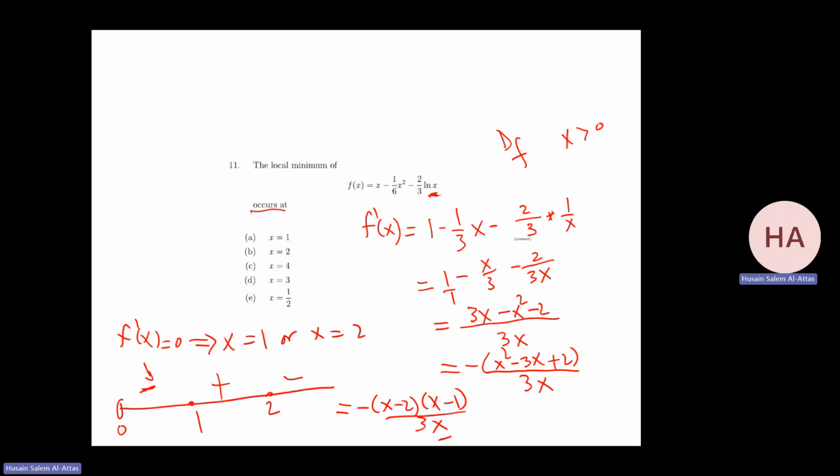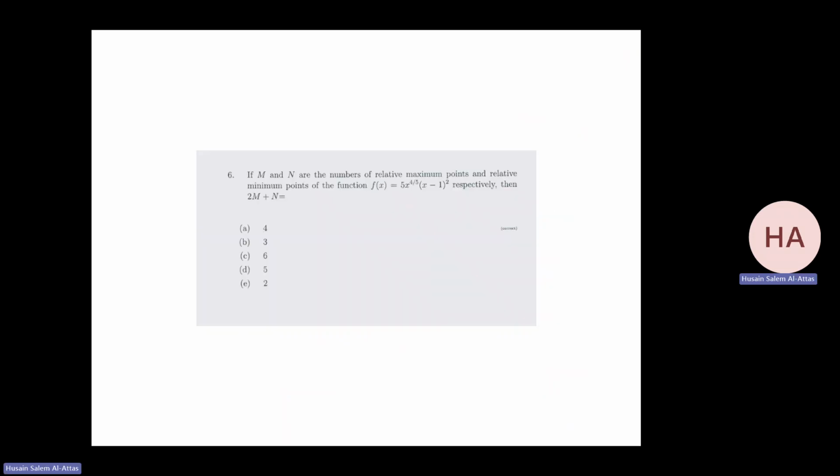So it's decreasing, increasing, decreasing. I want what? Local minimum. Local minimum will be at 1. I have local minimum, it occurs at x equal 1. Okay. Next one, different function.